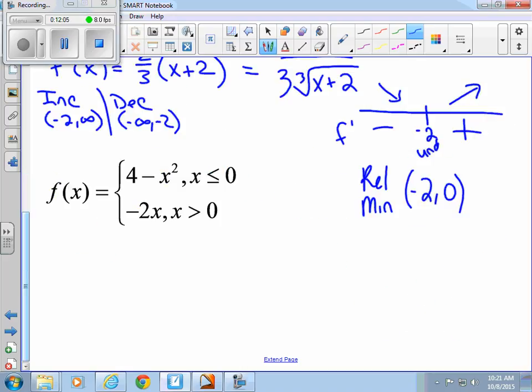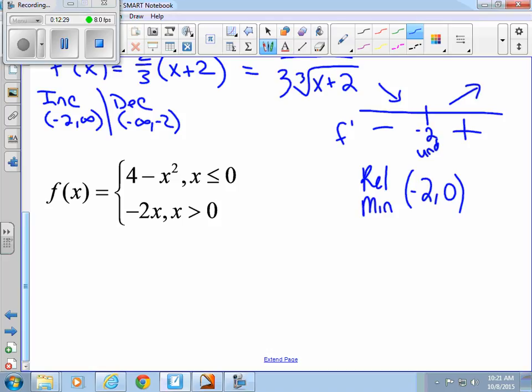Okay, piecewise functions are a little strange. The reason they're strange is because what do you know about the derivative at the break point on a piecewise function? At the place where a piecewise switches from one piece to another, what do you know about the derivative there very often?